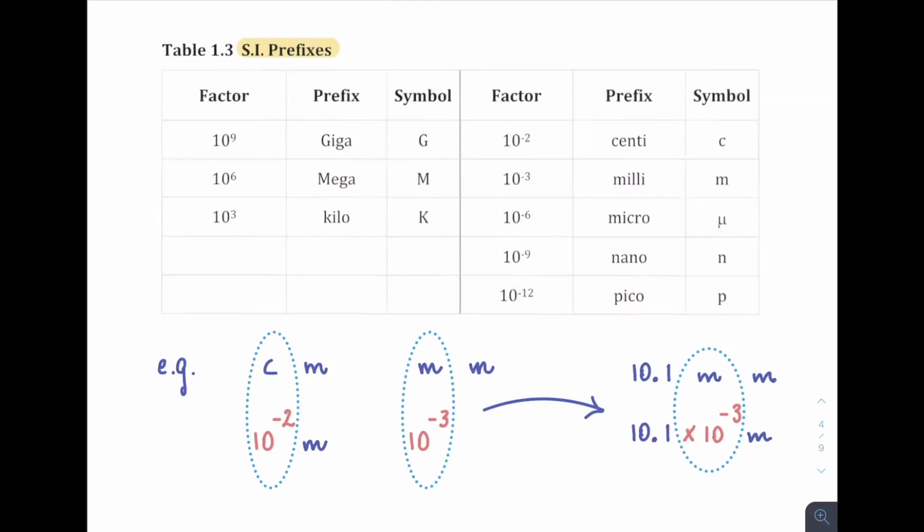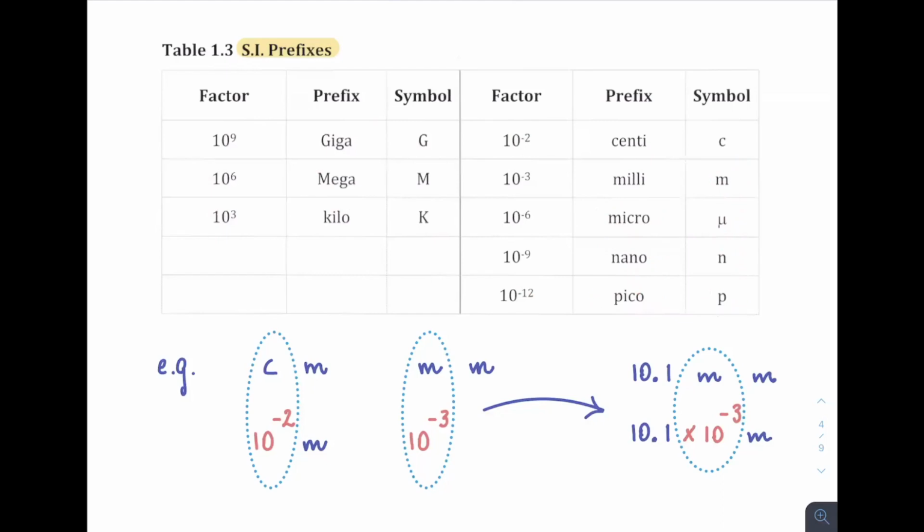On the right-hand side, we find those prefixes for small numbers. So we have centi, small c, such as centimeters, milli, small m, millimeters, micro, mu, this is a Greek letter, such as micrometers, nano, nanometers, pico. For example, picofarads. You will encounter such units next year.